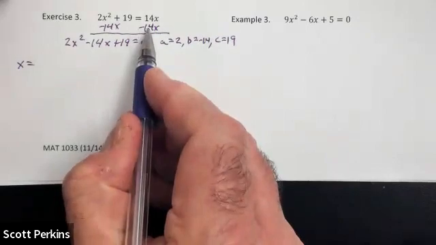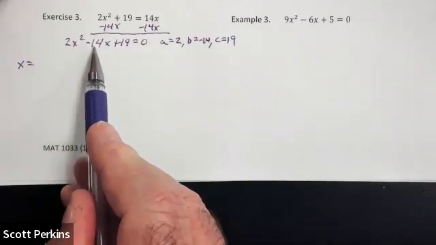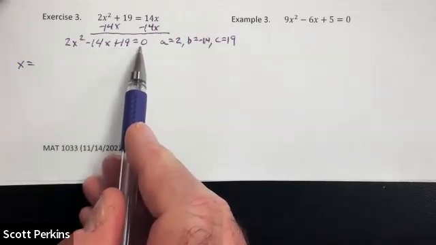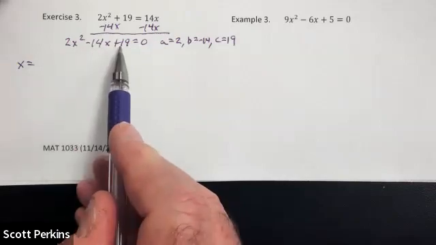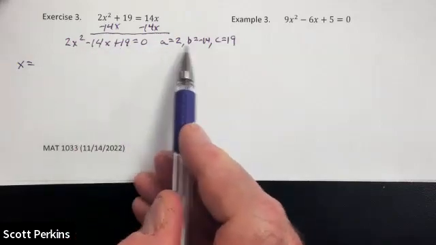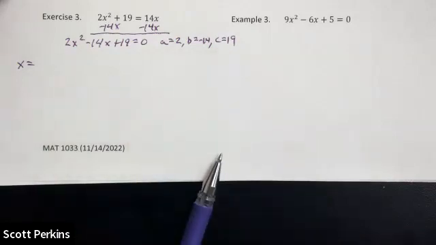All right, so I subtracted 14x from both sides. So I have 2x squared minus 14x plus 19 equals 0. That is my quadratic equation I'm going to solve, which gives me a value of a being 2, b is negative 14, c is 19. Just want to ask a question right here. Is anyone having trouble identifying the a, b, or c yet? We doing okay with that?